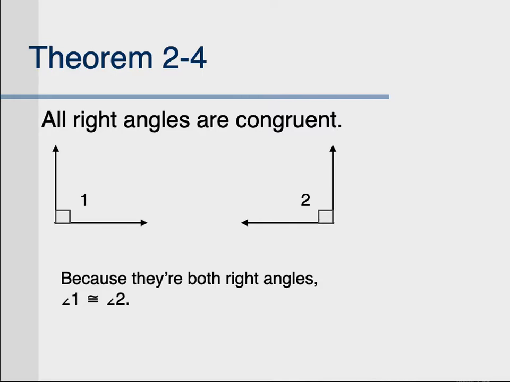However, despite kind of saying the obvious, this theorem is very useful for certain types of proofs you're going to learn in the next couple of chapters. So it's important for you to know, because even though it's stating the obvious, it's a reason you could use for writing proofs very often. Because they're both right angles, they're officially congruent to each other.